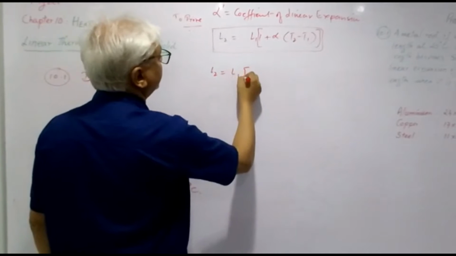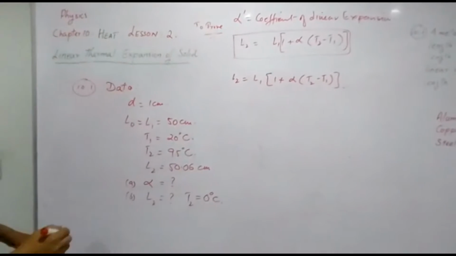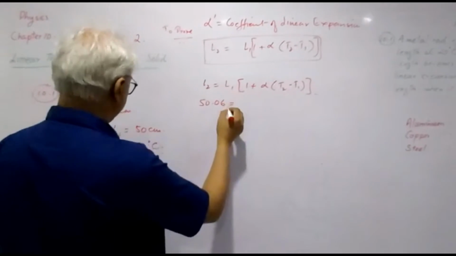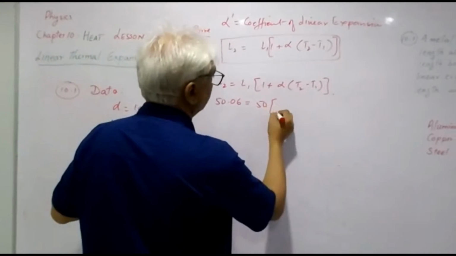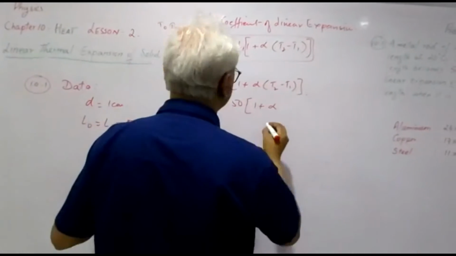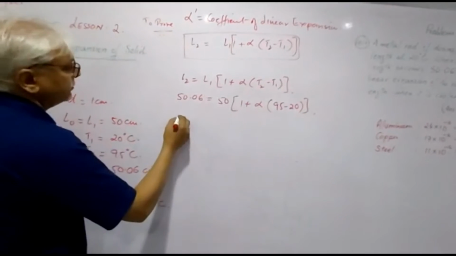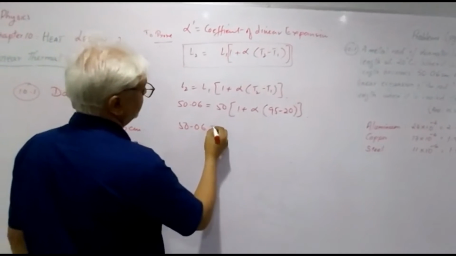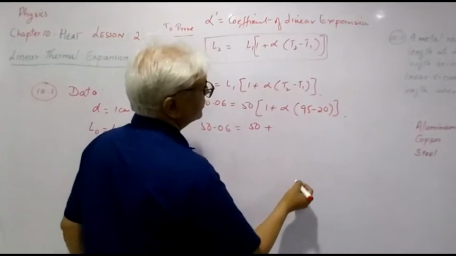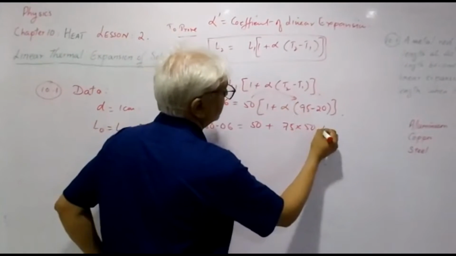Now let's begin. As I said, we'll be using this formula: L2 equals L1 into 1 plus alpha times (T2 minus T1). The final length is known to us, that is 50.06. The initial length is 50, times 1 plus the coefficient of linear expansion, which we need to find out, times T2 minus T1, which is 95 minus 20 degrees Celsius. So this will give us 50.06 equals 50 times 1, which gives 50, plus 50 times alpha times 75, since 95 minus 20 is 75.